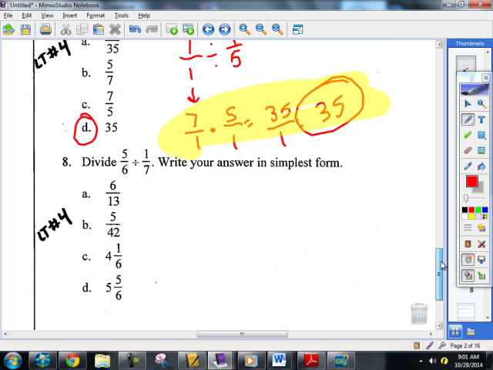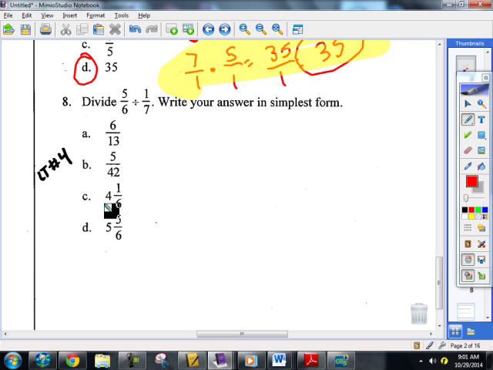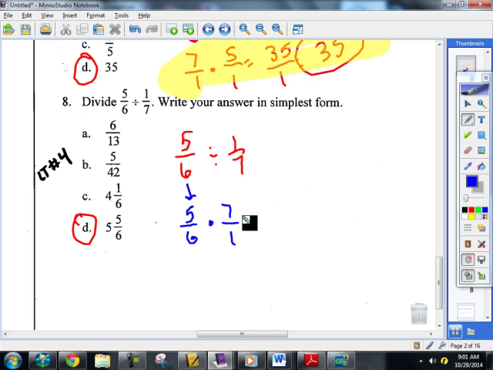Next one, number 8. Again, this one's going to be D. Thank you. Okay? First step, I'm going to rewrite the problem here. You didn't have to do this, but I like to do it just so that I can see it a little bit better. Okay, dividend stays the same. Divide becomes multiply. And then we use the reciprocal of the divisor, which is 7 over 1. I get 35 over 6.